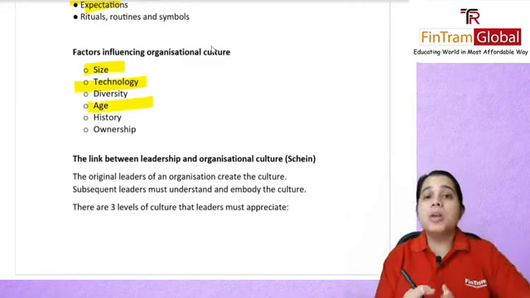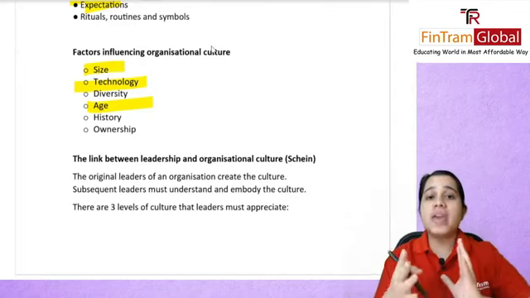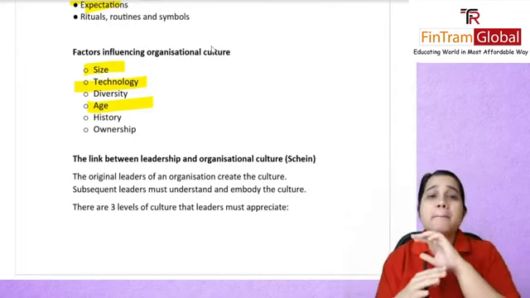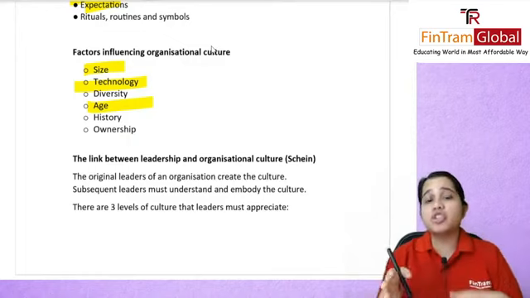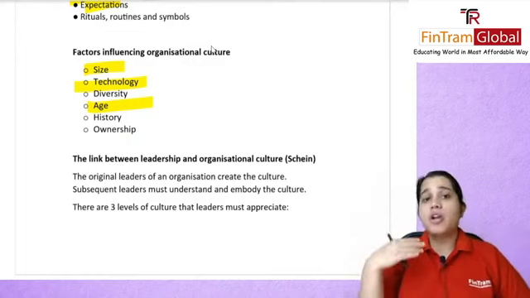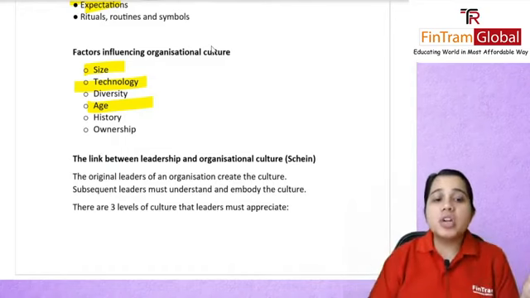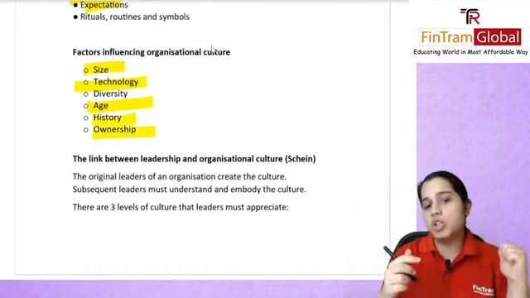Age group: in organizations where you have people of younger age, the culture is probably going to be completely different from organizations where you have people of a higher age. Maybe you have stricter rules there. Then history, and the type of ownership.